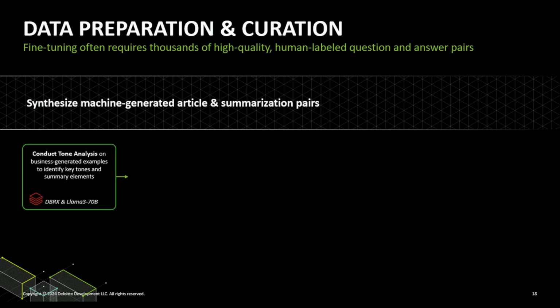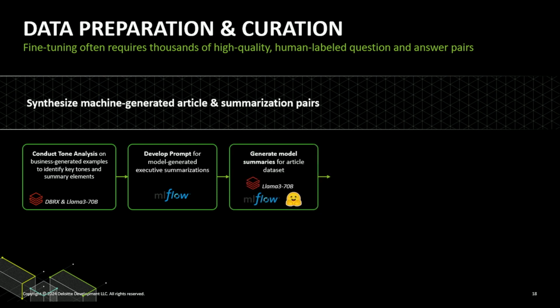First of all, we did a tone analysis on all the articles we were seeing, as well as all the summaries that we had, to figure out what characteristics we were looking for. Once we had those characteristics, we crafted a prompt and we generated the summaries. We used Llama 3 70B to do this.